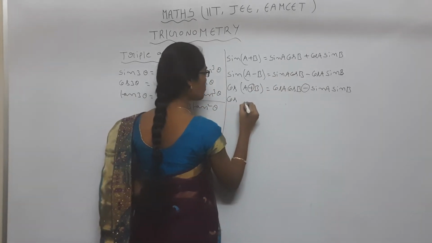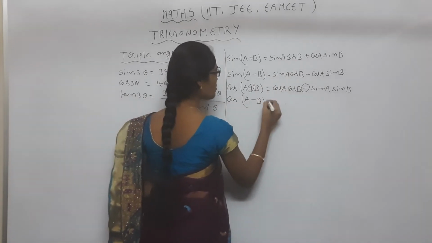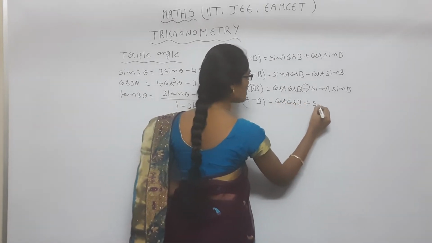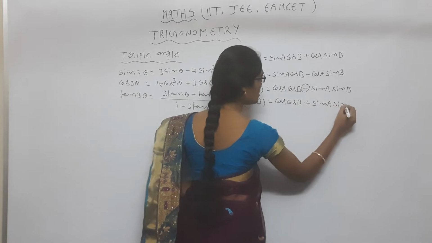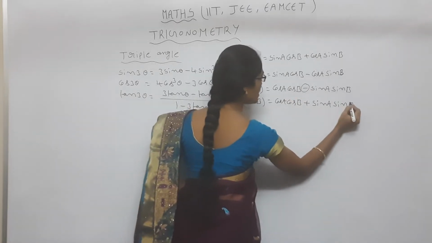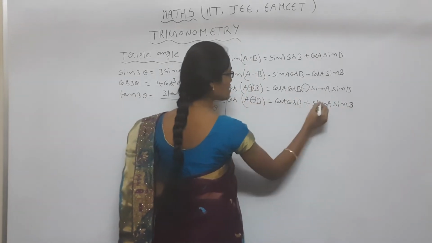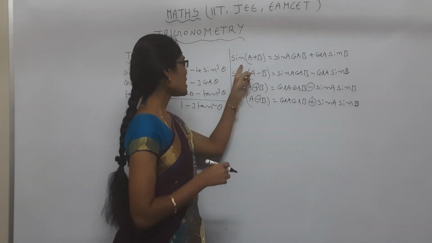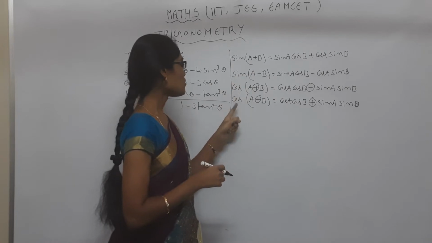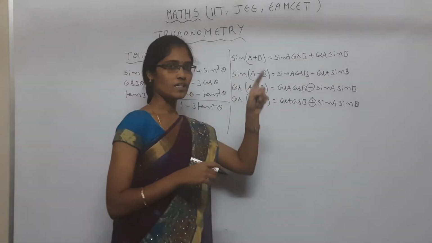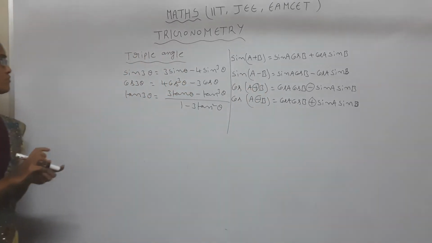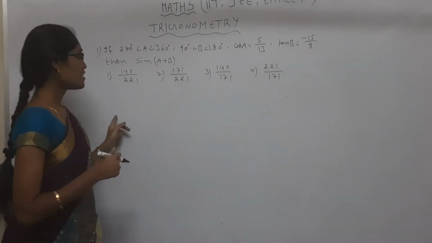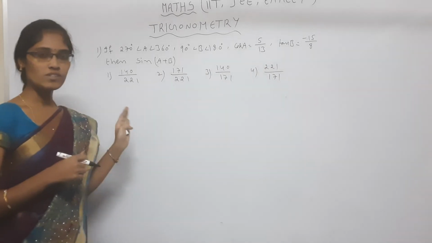Next, cos of A minus B is equal to cos A cos B plus sin A sin B. See here, here also opposite, here minus, here plus. Okay, so sin of A plus B, sin of A minus B, cos of A plus B, cos of A minus B. These are the formulas with us. Now we will see the example.